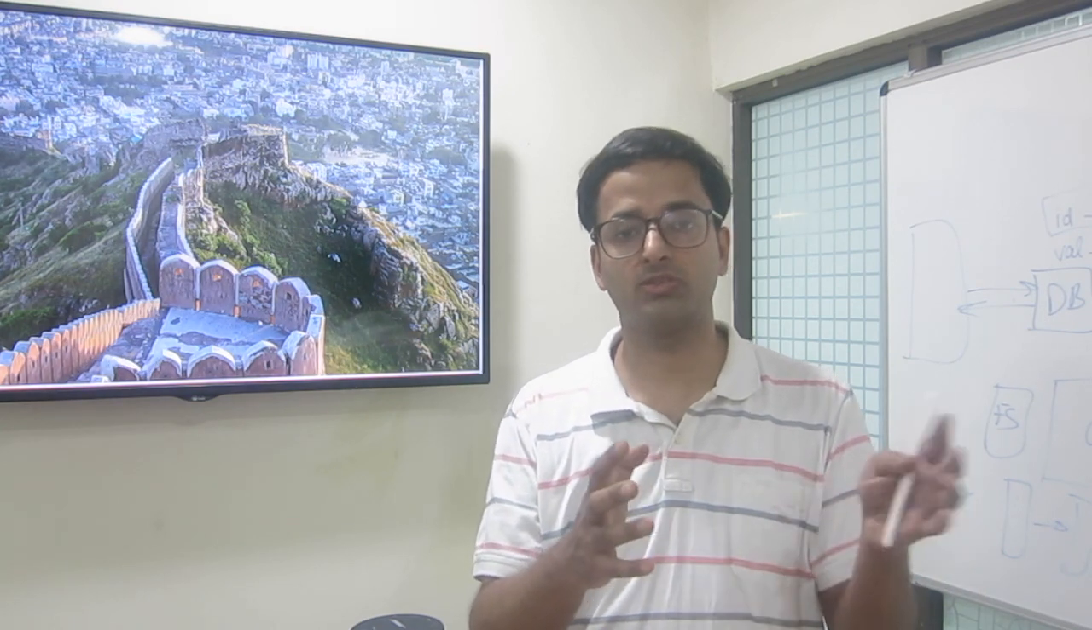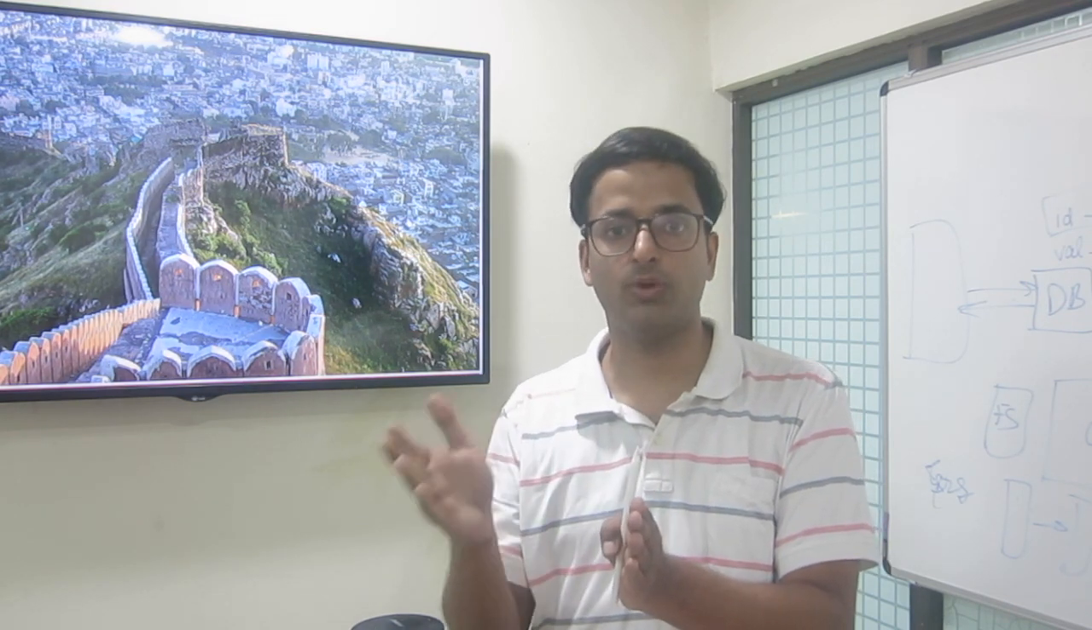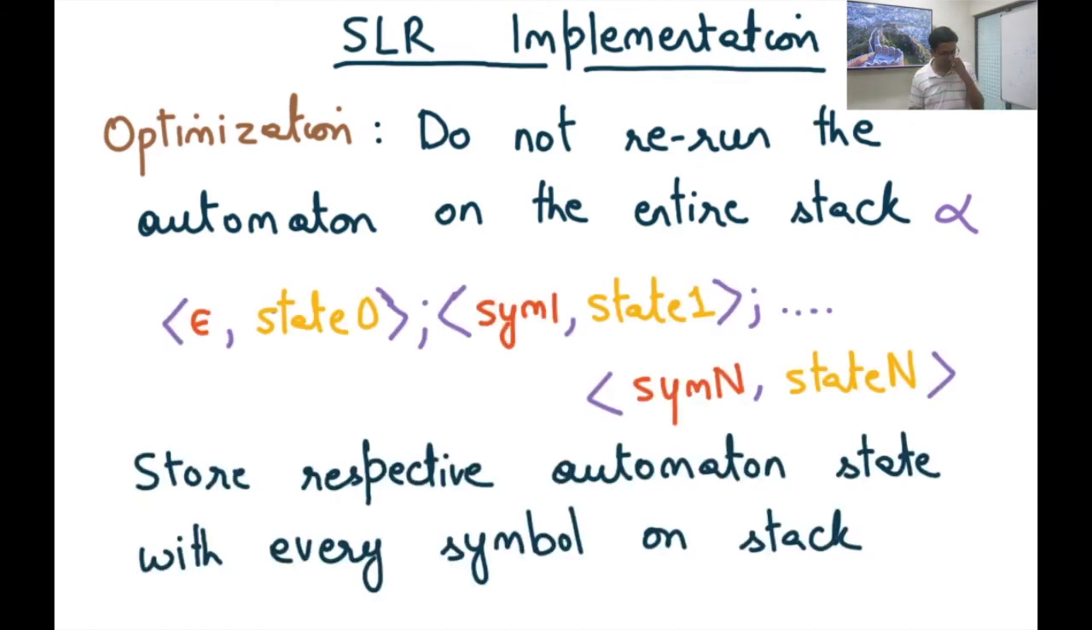For example, the first n-1 characters of the stack haven't changed because of one shift, and so the state that the first n-1 symbols reach is not going to differ, and it's only the last one or two characters that have changed. So this is an optimization that's used in practice. We do not rerun the automaton on the entire stack alpha. Instead, what we do is we maintain the state also along with the stack symbol entries.